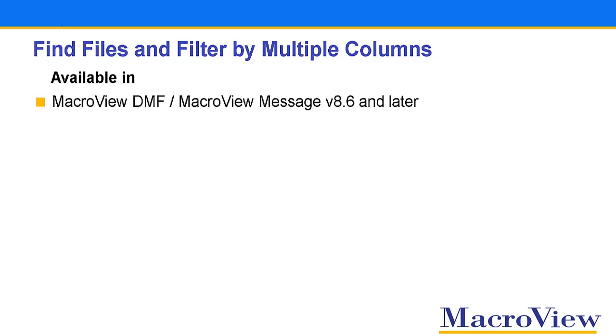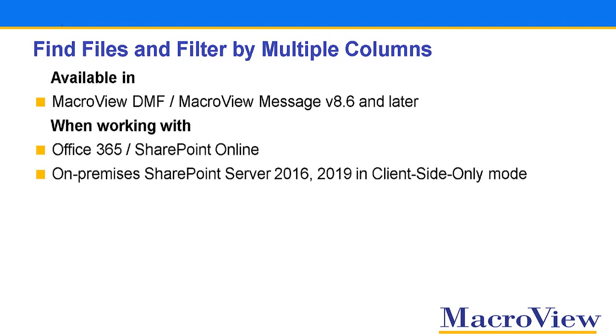Find Files and the ability to filter by multiple columns are available in MacroView DMF and MacroView Message 8.6 and later when you're working with Office 365 SharePoint Online or with on-premises SharePoint Server 2016 or 2019 in client-side only mode.